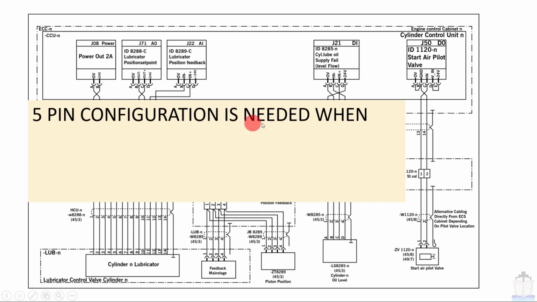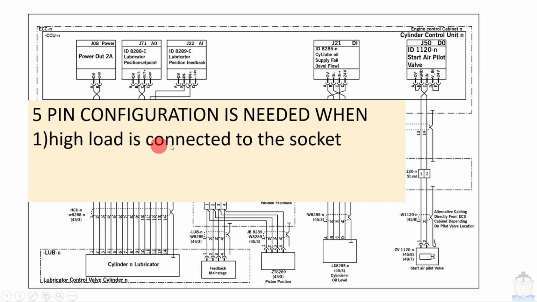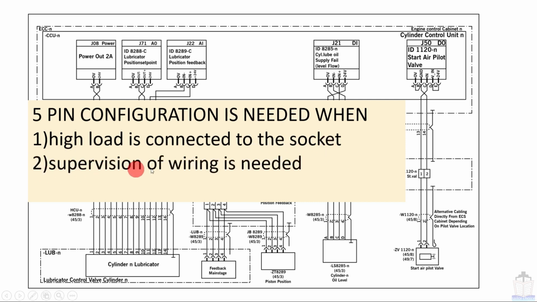The 5 pin configuration is used when a high load is connected to the socket. Second, supervision of wiring is needed. That means if you want to supervise the wiring, whether it is disconnected or not, then you need to have a 5 pin configuration. It can also be done in a 4 pin configuration, but the 5 pin configuration is better than the 4 pin configuration in terms of supervision of wiring.